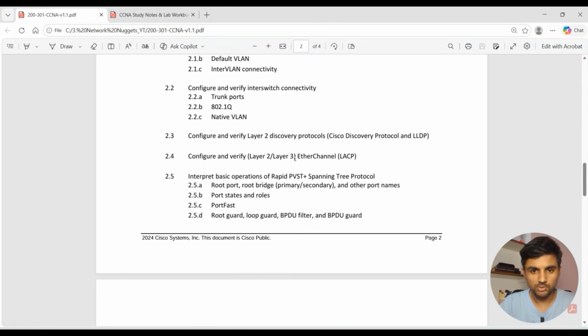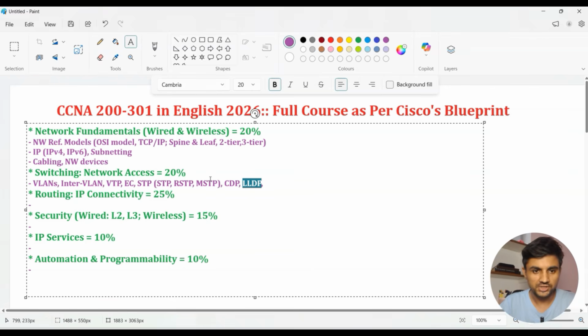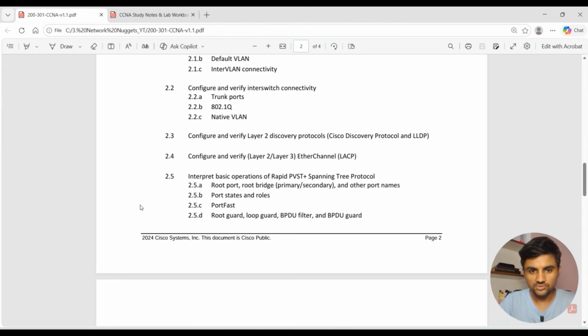EtherChannel we'll be talking about both layer 2 and layer 3, PAgP, LACP, static. So it's static, it's dynamic, and when it's dynamic, we'll be talking about both PAgP and LACP, right? And also we'll be talking about layer 2 and layer 3 EtherChannel. So this is layer 2, right?